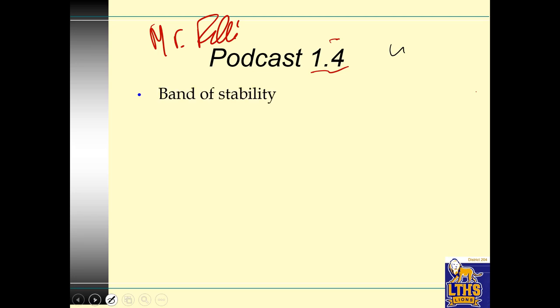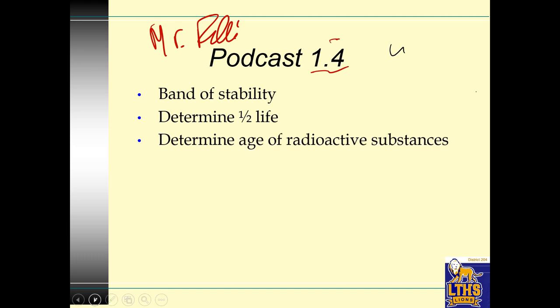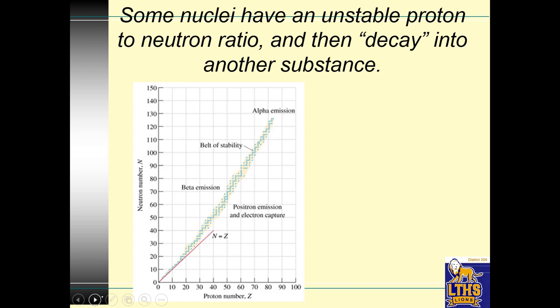And we're going to learn a bit about the band of stability, determine a half-life, determine the age of radioactive substances, and that's it. So let's hop into it. Some nuclei have an unstable proton-to-neutron ratio. So notice this is going to be my neutron ratio. This will be my proton ratio, okay? And then they decay into another substance, okay?